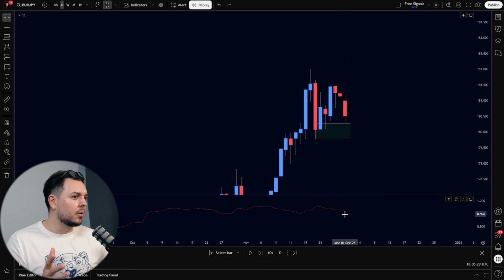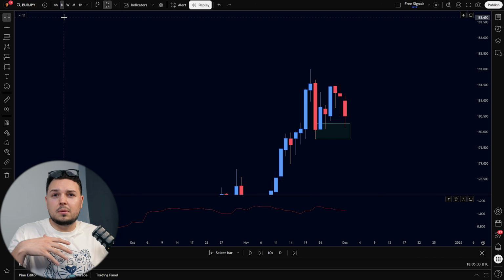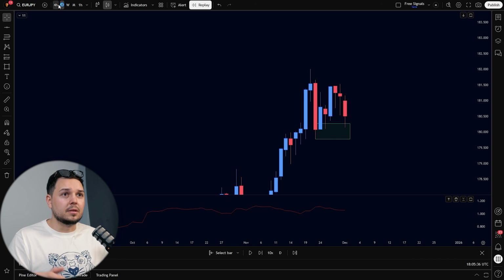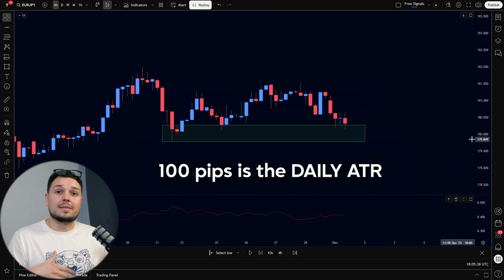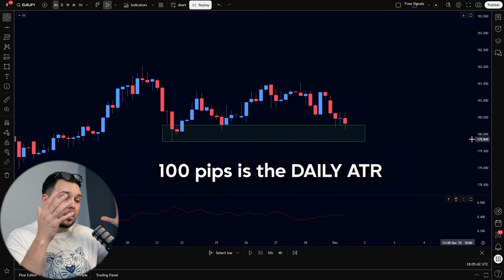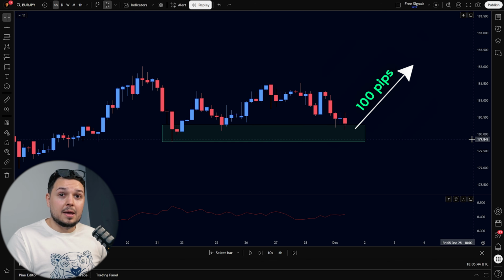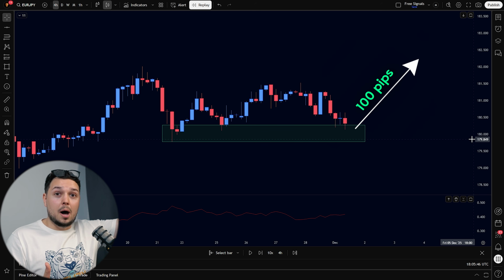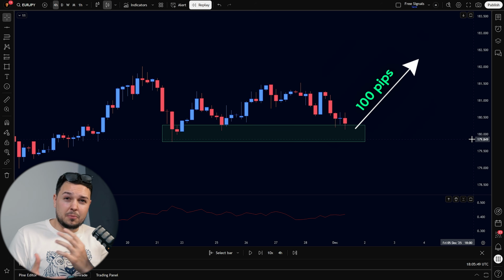It can be 100, that was the low. So 100, 105. So let's just round it up for easy numbers. 100 pips is the daily average true range, which means that if the market goes down 100 pips, it's very likely it might go up 100 pips. You see where I'm getting at?